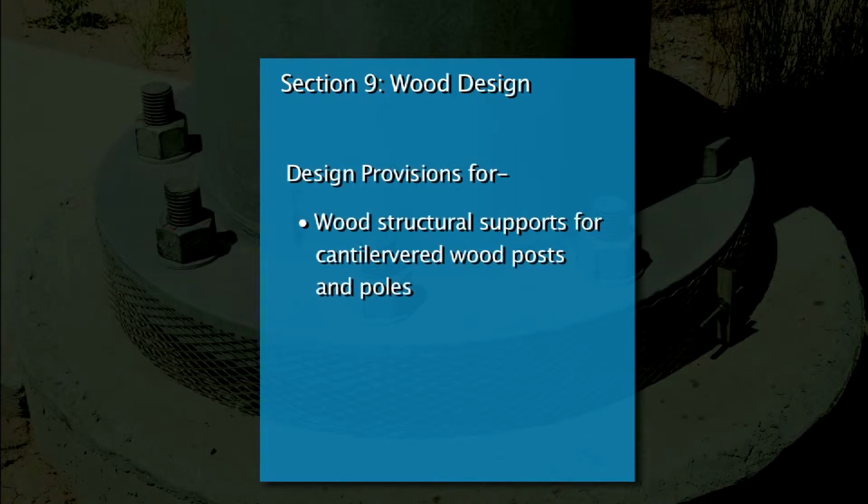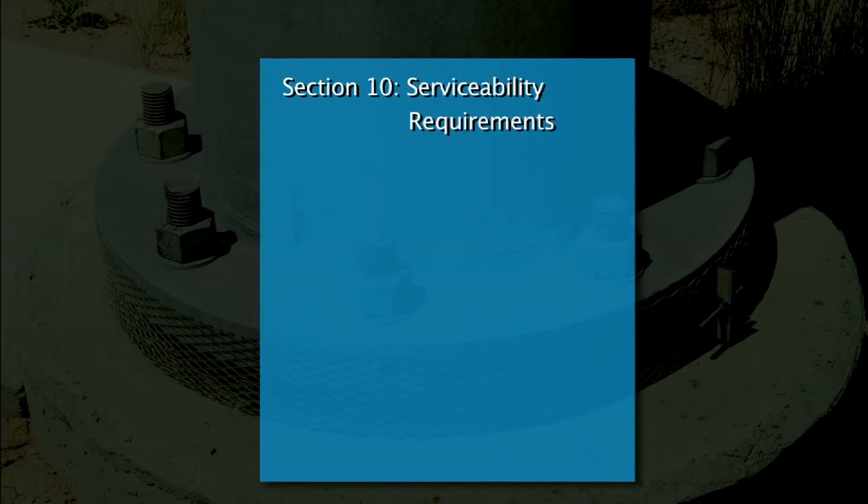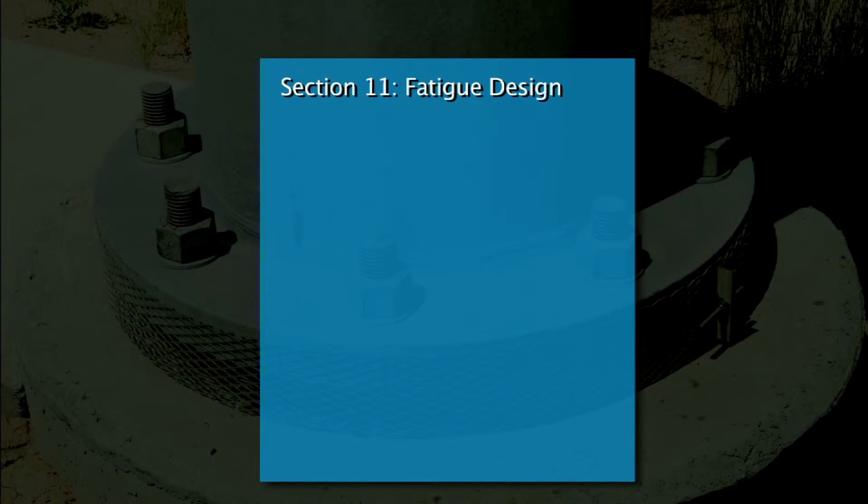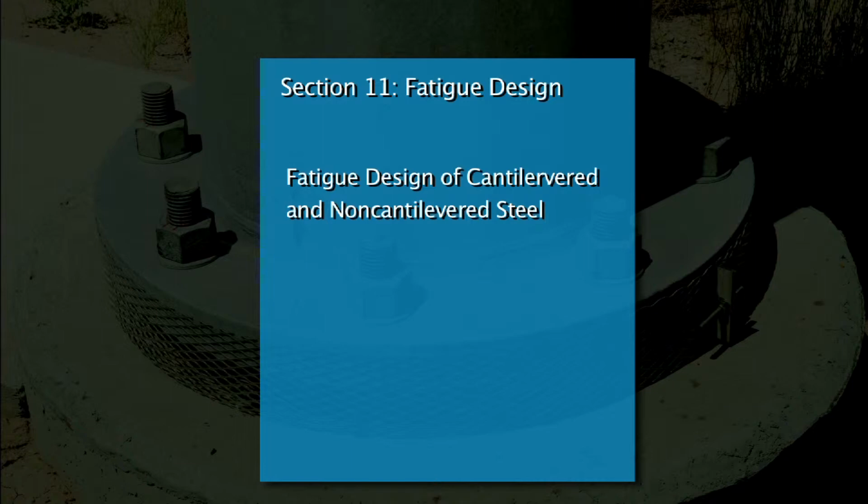Section 9, titled Wood Design, specifies design provisions for wood structural supports that apply only to cantilever wood posts and poles. Section 10, titled Serviceability Requirements, provides an overview of the serviceability requirements for support structures. Section 11, titled Fatigue Design, contains provisions for the fatigue design of cantilevered and non-cantilevered steel and aluminum structural supports.